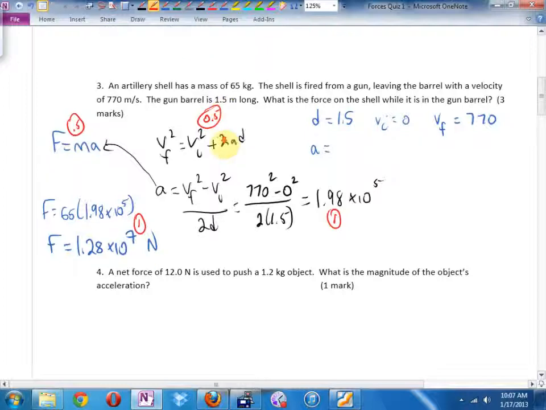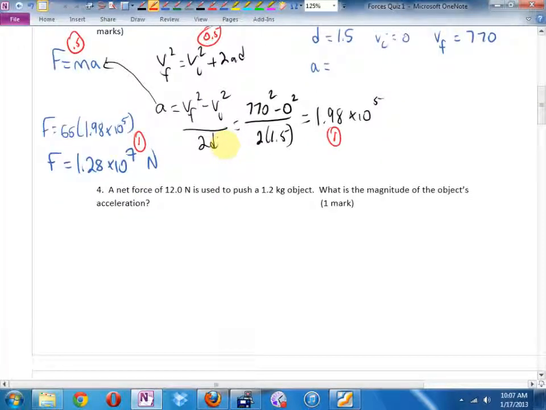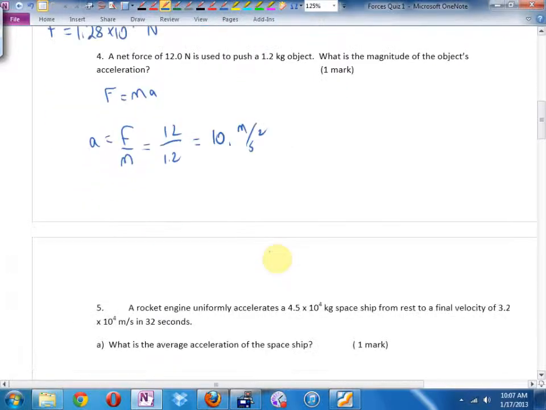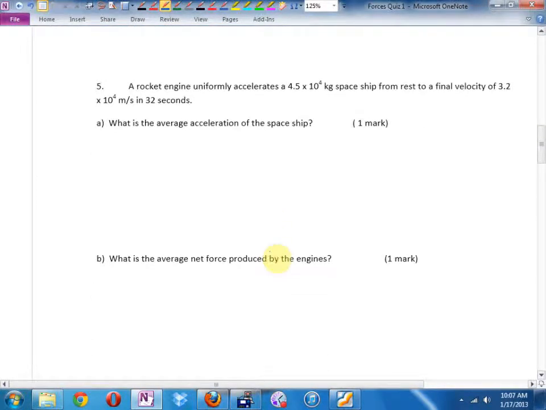Number 4, a net force of 12 newtons is needed to push a 1.2 kilogram object. What's the acceleration? Well, if F equals ma, I'm pretty sure that A equals F over m. It's going to be 12 over 1.2, which I'm pretty sure is 10 meters per second squared. Is it 10? Yeah? Good. 1 mark. Turn the page.